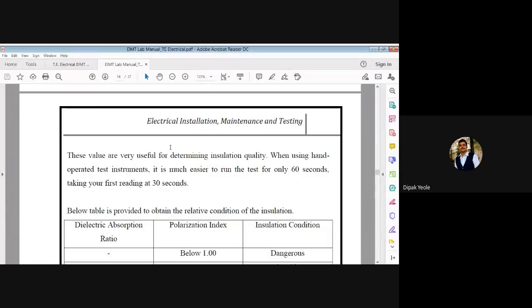So these values are very useful for determining the insulation quality. If the value is not in our standard, then we have to replace this insulator. When using hand operated instruments, this is the interesting point. I have mentioned here not the word Megger, but the words hand operated test instruments. It is much easier to run the test for only 60 seconds, taking your first reading at 30 seconds. So that is called the DAR, dielectric absorption ratio.